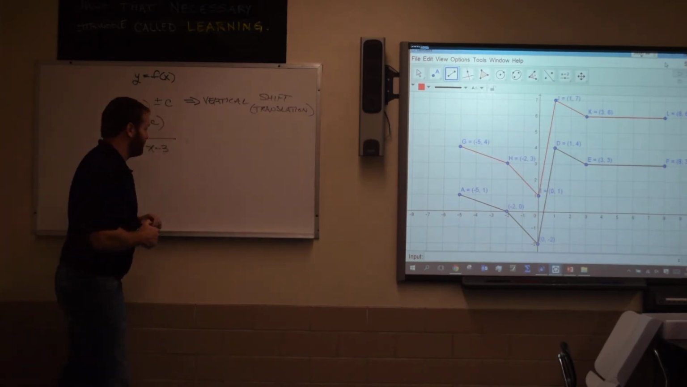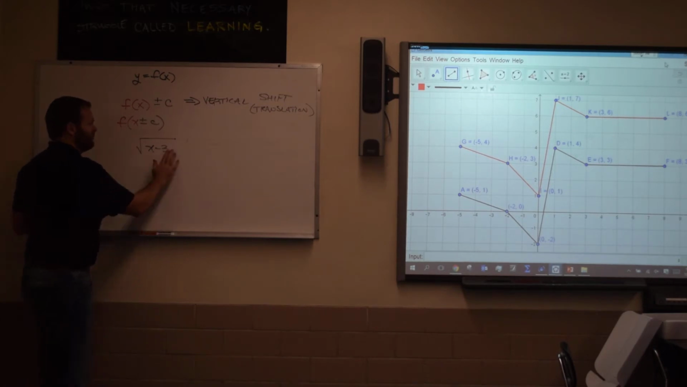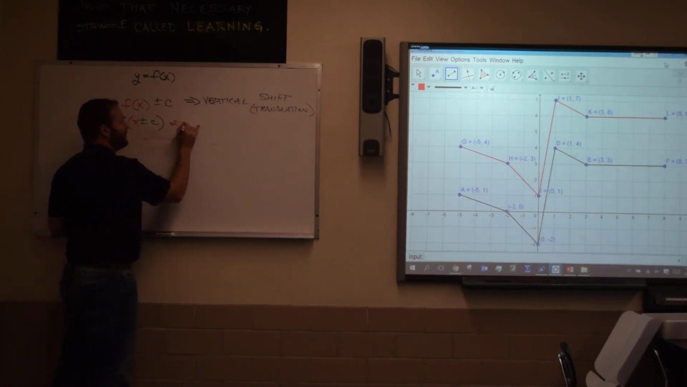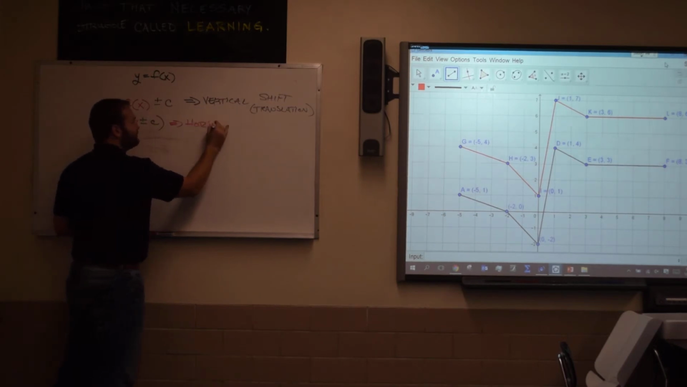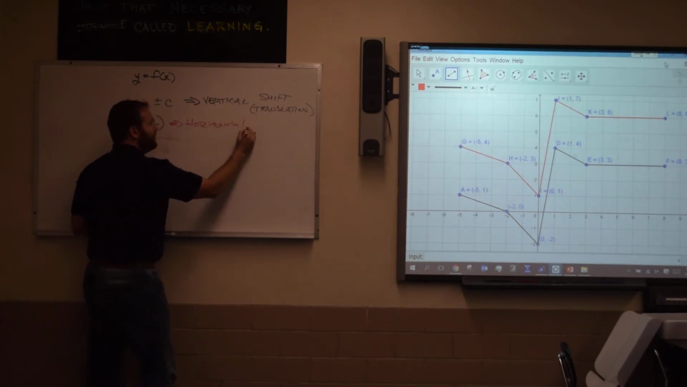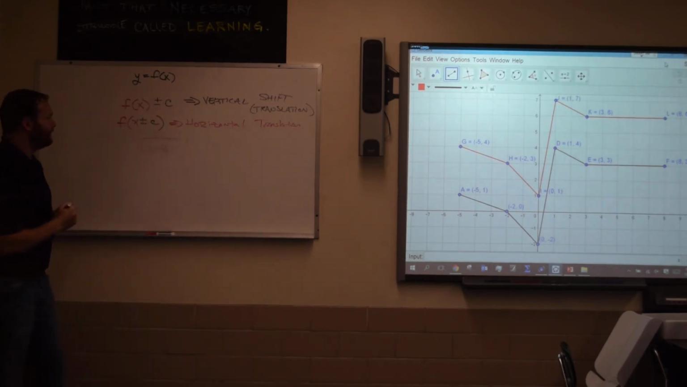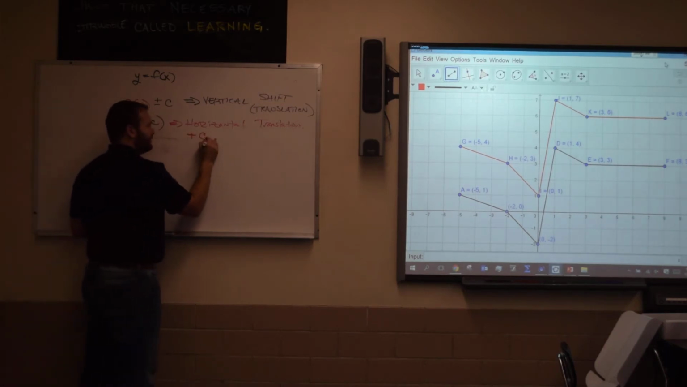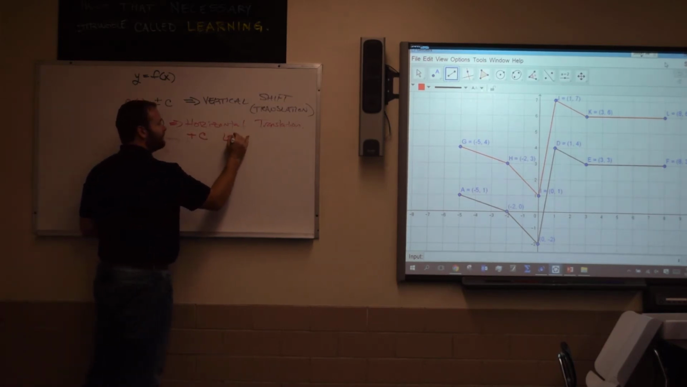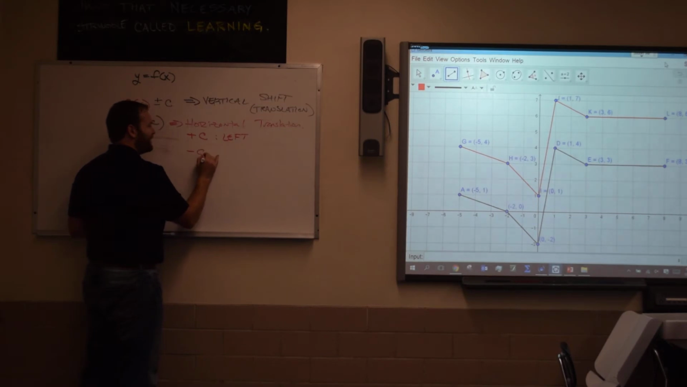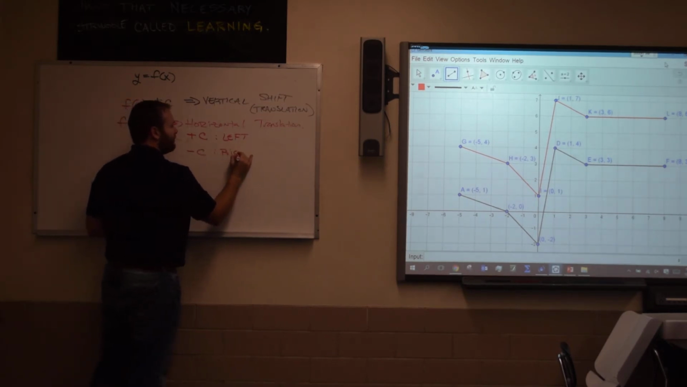And that's ultimately going to get your function to move left and right. So this becomes a horizontal translation, left and right. Now, if it's plus c, it actually moves left. If it's minus c, it moves right.